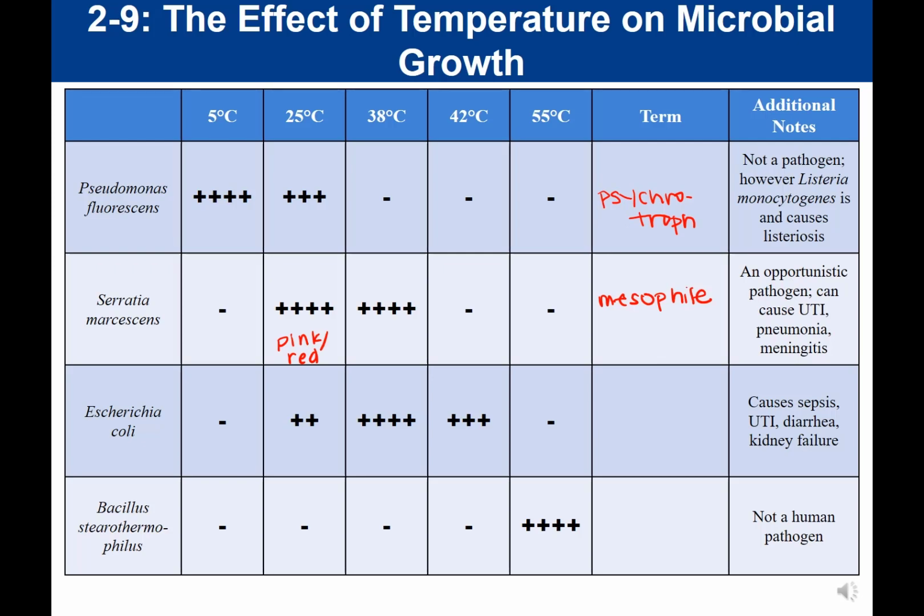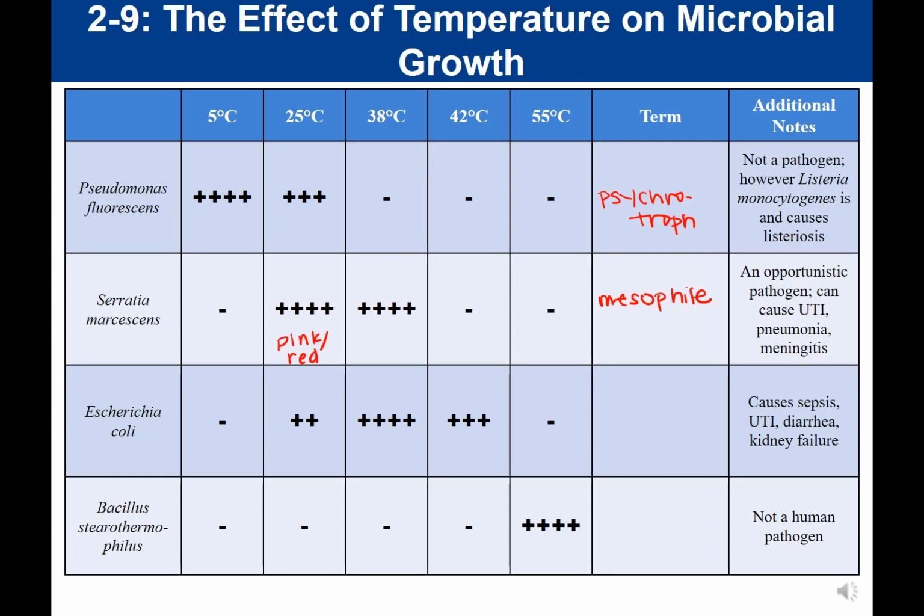And what that means is that in healthy individuals, Serratia marcescens doesn't tend to pose much of a risk. However, for certain groups of individuals, again, immunocompromised, for example, certain groups of people are at risk for Serratia marcescens. It can cause urinary tract infections, it can cause pneumonia, it can cause meningitis. It causes a variety of different conditions in patients who are immunocompromised.